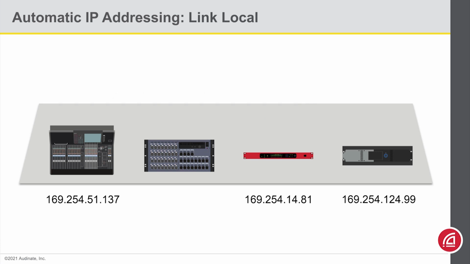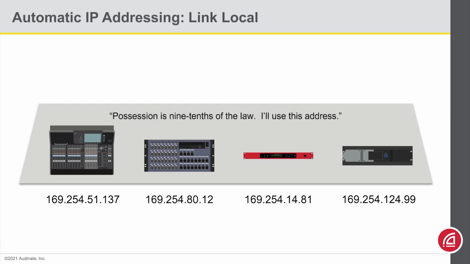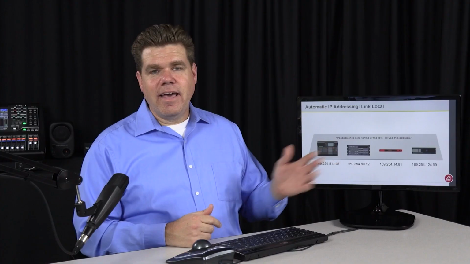So this gets to an interesting point. If I send an ARP request and somebody is using that IP address, I'll get a response. But if I send an ARP request and nobody's using that address, I don't get a response. So we set a timeout value, at which point we say, you know what? Possession is 9/10 of the law. I'm taking this address. And that is how link local works.